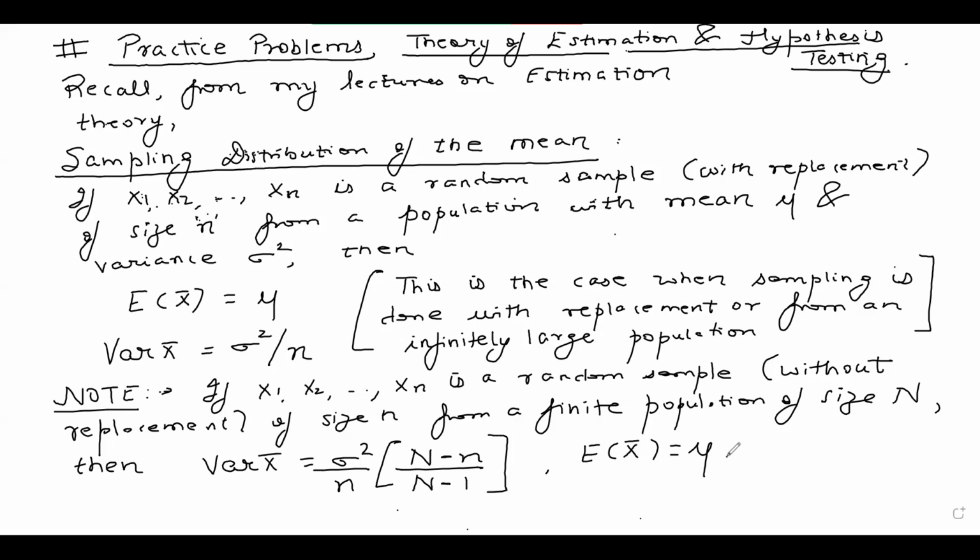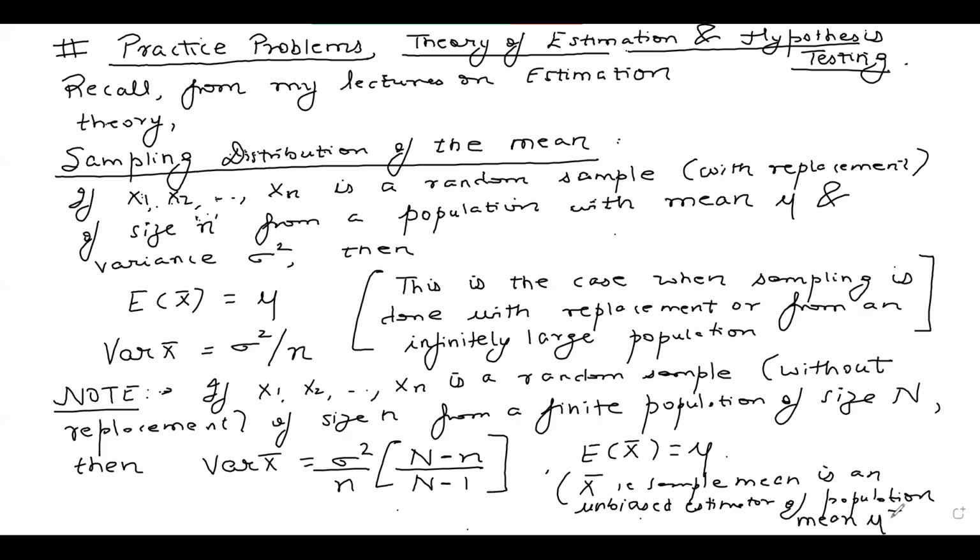So expected value of x bar will always be mu because x bar, that is the sample mean, is an unbiased estimator of the population mean mu. Variance of x bar is sigma square over n times capital N minus small n over capital N minus 1, where capital N is the population size, small n is the sample size.